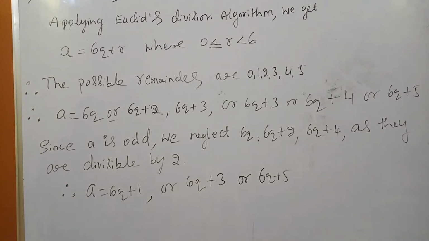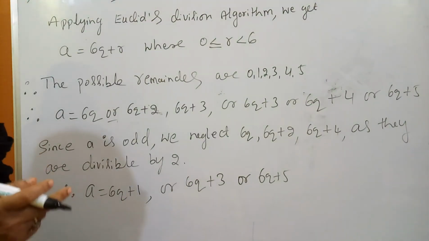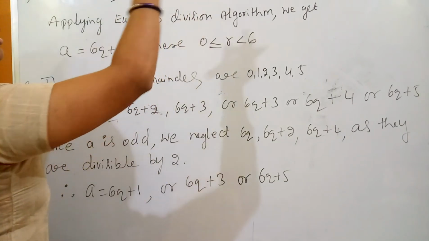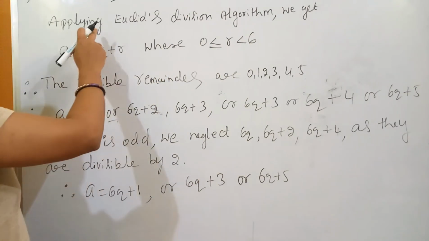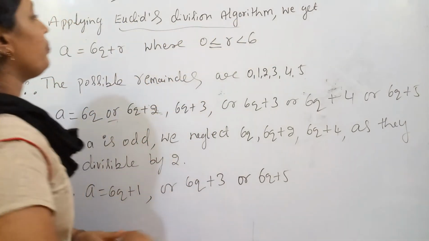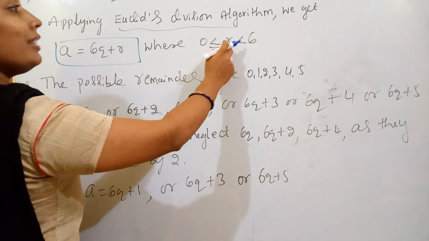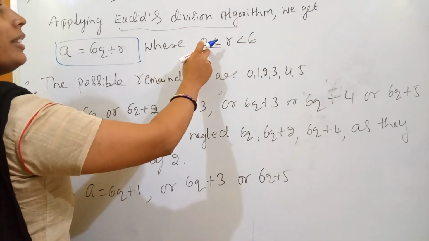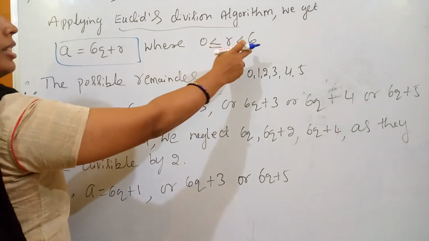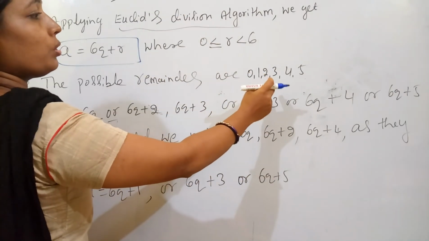We know that in the last class we learnt what a lemma is and what an algorithm is. Here, let a be any positive odd integer, and b will be 6. Applying Euclid's division algorithm, we get a is equal to 6q plus r, where r is greater than or equal to 0 and less than 6. What are the possible remainders? Since b is equal to 6, the remainder will be less than 6. Then 0, 1, 2, 3, 4, 5.